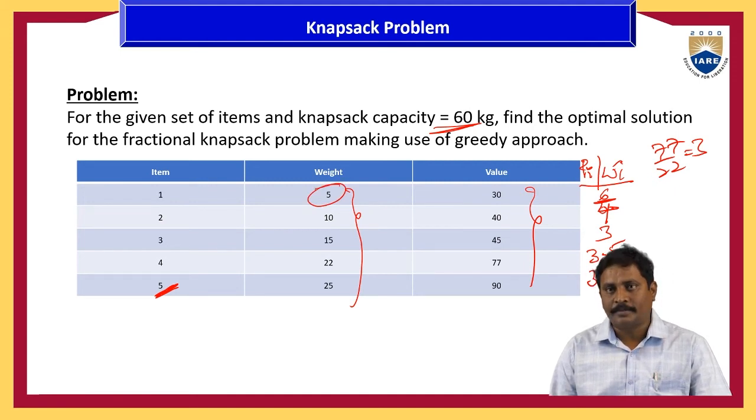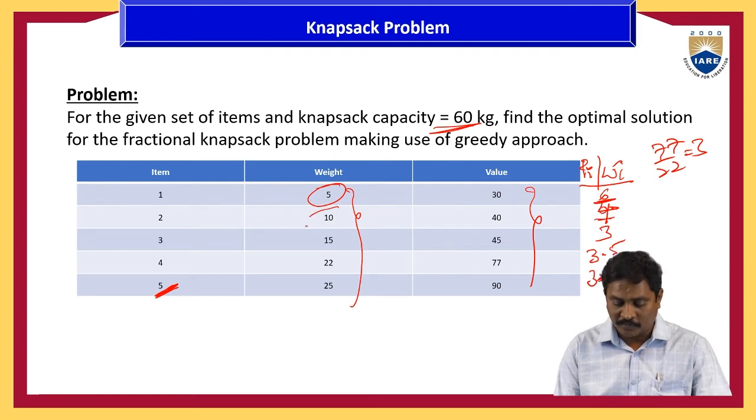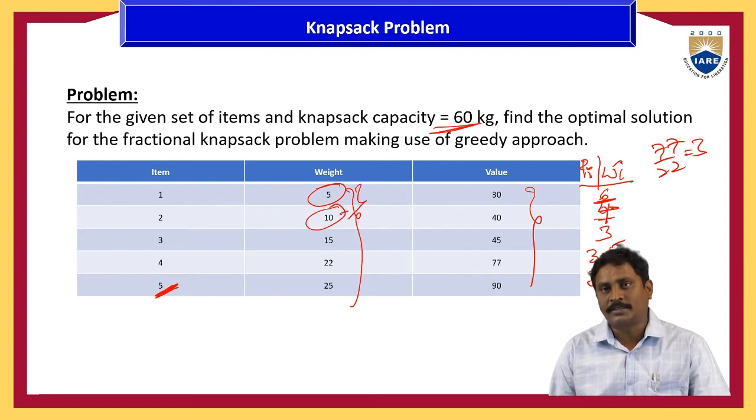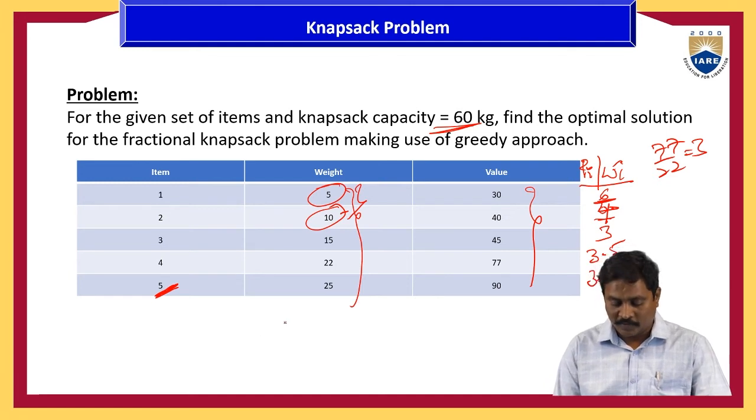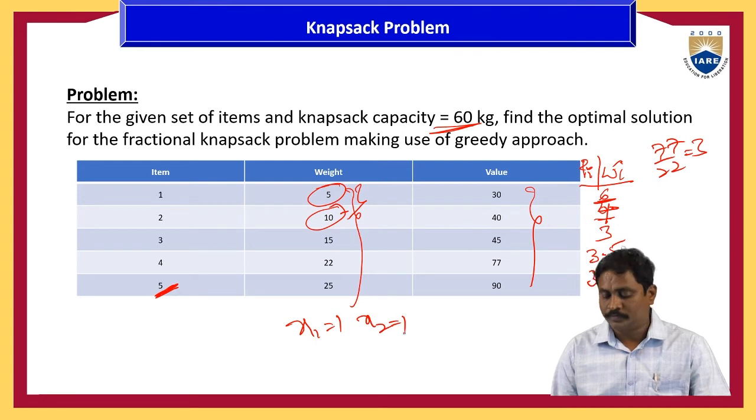So 5 is completed. Next to insert is 4. The value for 4 is 10, so 15 is totally completed up to this. Remaining how much capacity is there? 45 in that bag. So 15 is completed. This value is x1. The x1 value is 1. The x2 value is 1.